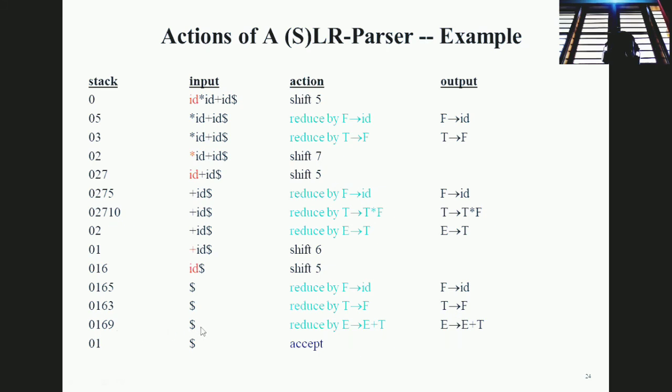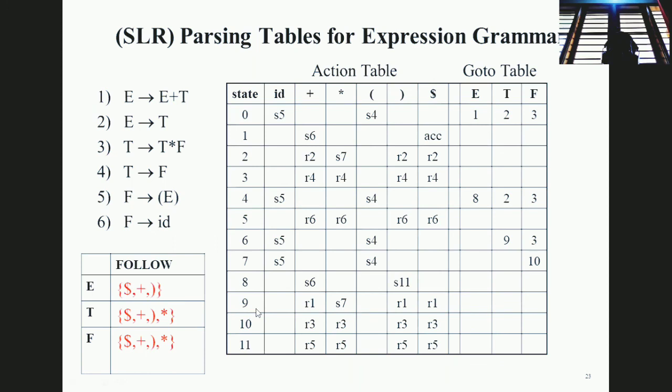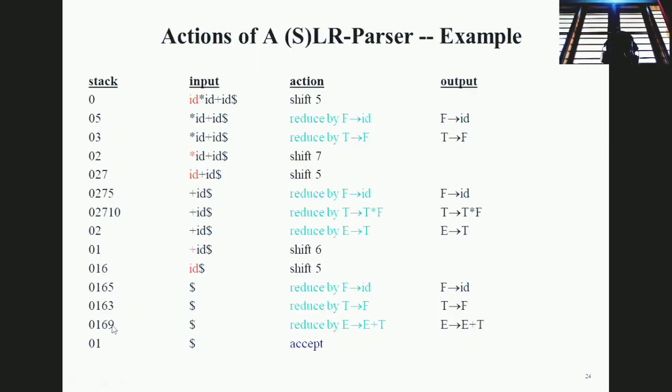Now my input is dollar and my top of the stack is 9. What is 9 followed by dollar? 9 followed by dollar is R1. Then I'm supposed to reduce E tends to E plus T. I'm supposed to pop 3 elements from the stack. That is, I'm supposed to pop 9, 6, 1. So after popping 9, 6, 1, I'm supposed to produce the output as E tends to E plus T.